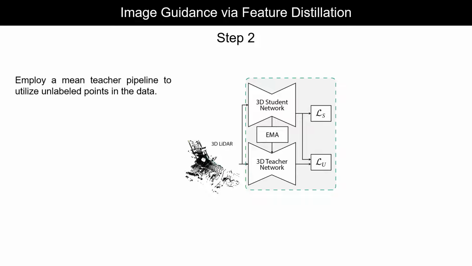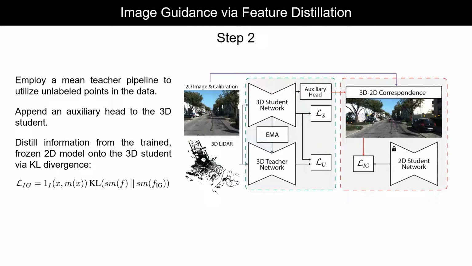In the second step, as a baseline 3D network, we employ a mean teacher pipeline to also utilize the unlabeled points within our data. We establish point-to-pixel correspondence between the LiDAR point cloud and the camera image, and with an auxiliary head appended onto the 3D student, distill the information from the generated features onto the 3D network via an auxiliary KL divergence loss. With this auxiliary loss, the 3D network aims to mimic the more mature representation of the 2D network from step 1, for all points that have pixel correspondences.